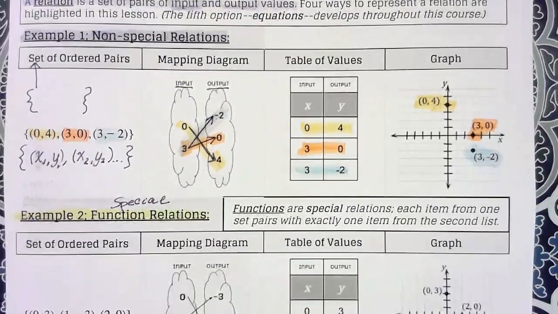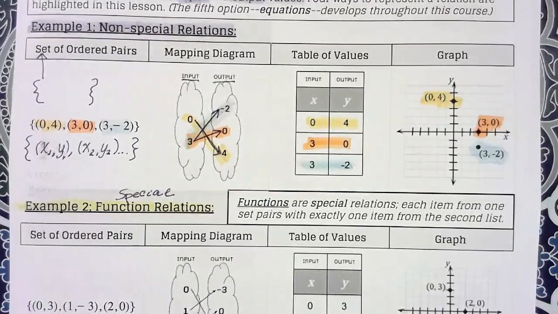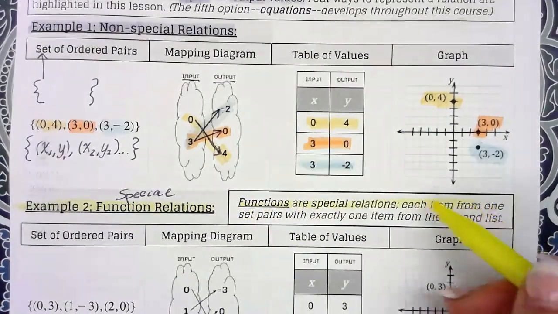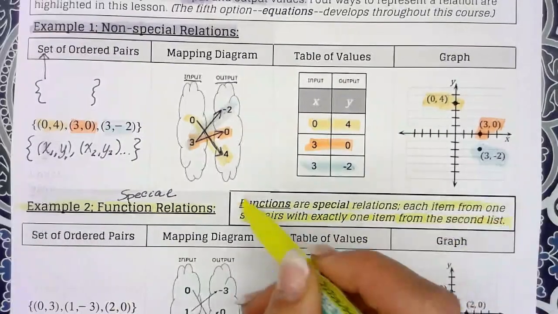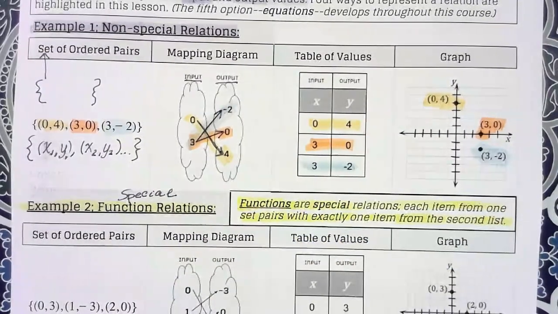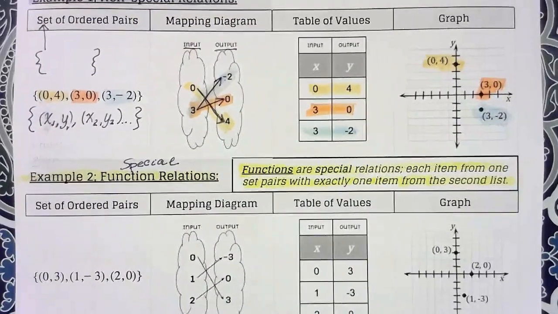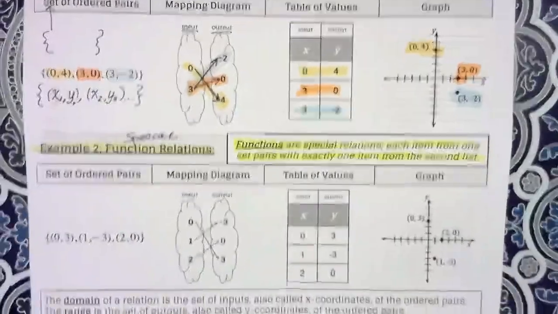All right, back down here. Now, in purple, we talked about our relations. In bright yellow, we have our function information. Functions are special relations. Each item from one set pairs with exactly one item from the second list. That's the information we talked about from above, okay? How are they different in our representation of the relation? Why does it look different? How can I identify it right away? So let's just take a look.